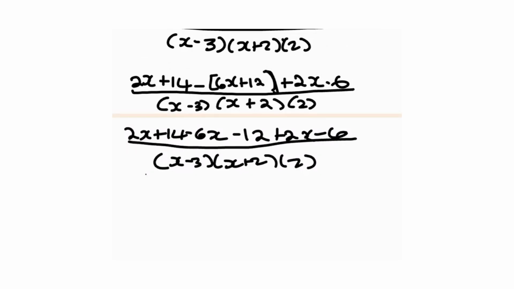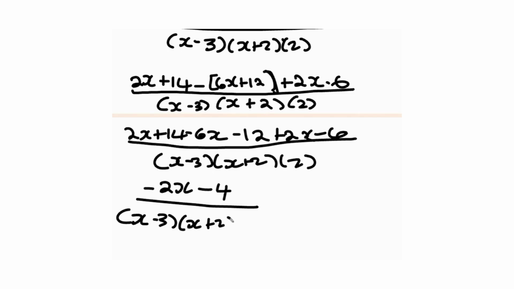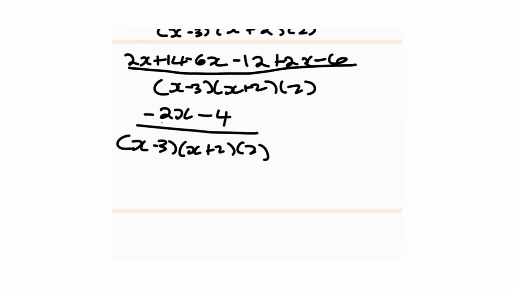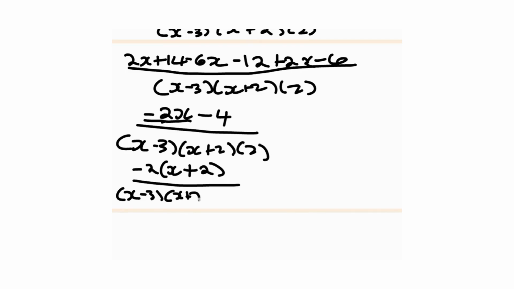So now looking at our like terms, 2x minus 6x is minus 4x, minus 4x plus 2x is minus 2x. 14 minus 12 is plus 2, then minus 6, it's minus 4. And then you still keep that as it is, x plus 2 and the 2. So now we have a 2 and a 4. We can take out a common factor of -2. If I take out the negative 2 there, I'm left with a positive x. If I take out a negative 2 there, I'm left with a positive 2, all divided by the very same denominator that I did not want to FOIL out.